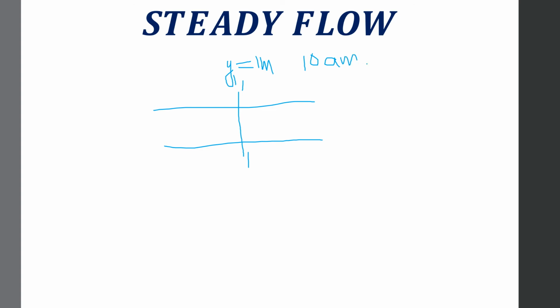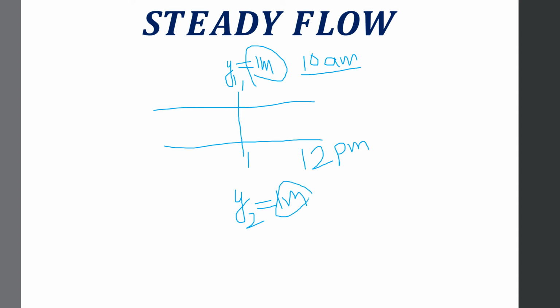and he went to work or for some other activity, and he came back at 12 p.m. And then at the same location he observed the depth of water at second time y2 to be 1 meter, same like at 10 a.m. These both depths are same with respect to time at a single point. We are not changing the distance. I told you from this t, we are just changing the time.